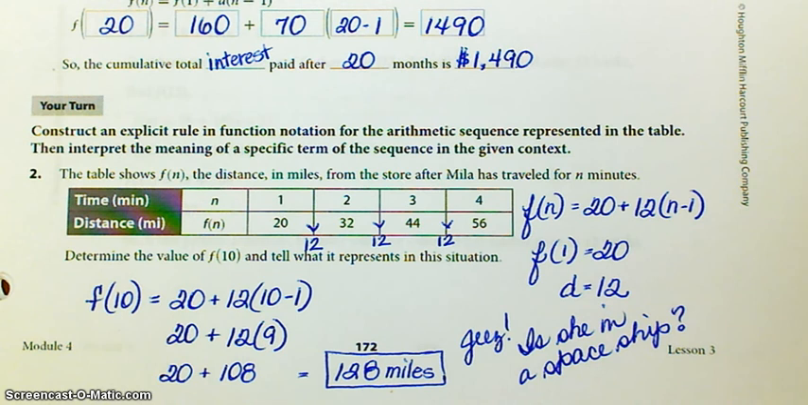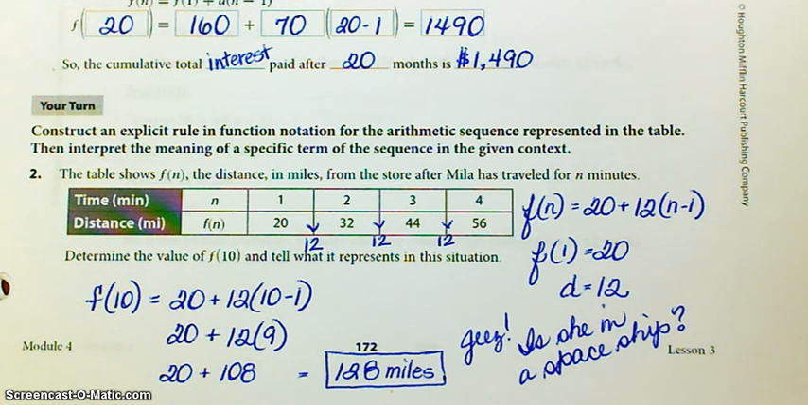Construct an explicit rule in function notation for the arithmetic sequence represented in the table, then interpret the meaning of a specific term of the sequence in the given context. Okay, so the table shows f of n, which is the distance in miles from the store after Mila has traveled for n minutes. Determine the value of f of 10 and tell what it represents in this situation.